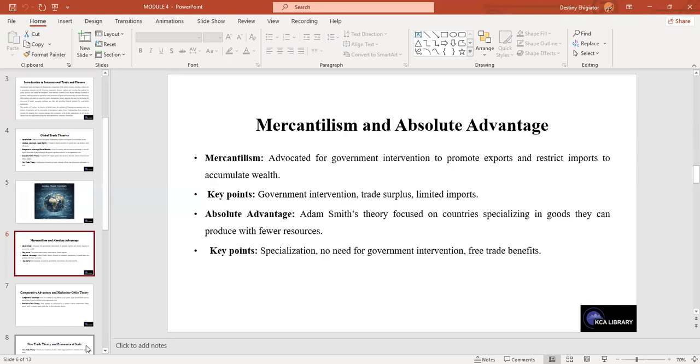Then let's look at the absolute advantage. Adam Smith's theory focuses on countries specializing in goods they can produce with fewer resources. So Adam Smith's absolute advantage is saying countries should specialize and utilize their resources to produce as many different products as they can. The key points here are specialization, no need for government intervention, and free trade benefits.